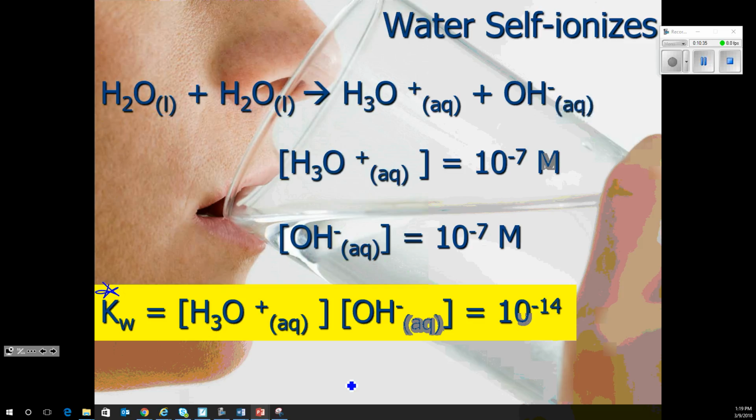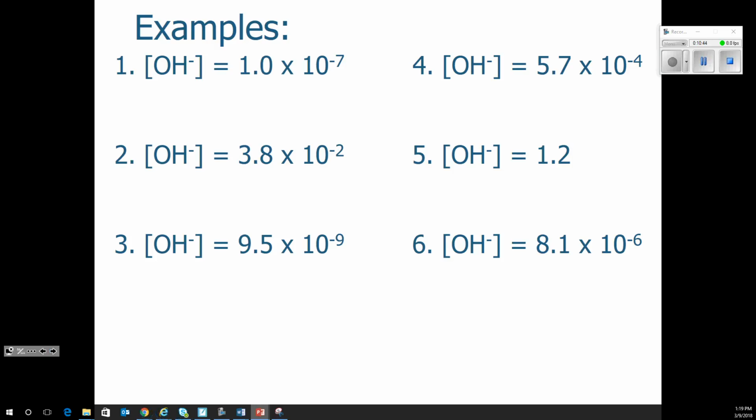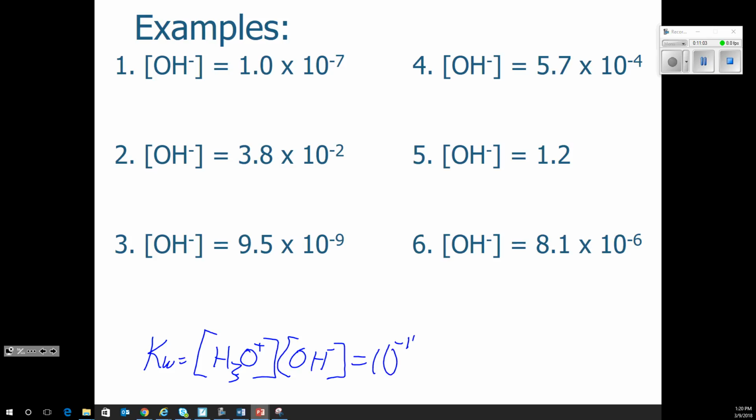All right, so let's take this equation down here at the bottom, where we have H3O plus times OH minus equals 10 to the negative 14, and try some problems with it. So on the top here, since you have one of them and you want the other one, remember Kw equals the concentration of hydronium, that's H3O plus, times hydroxide, equals 10 to the minus 14. And that's molar, of course. And all these would be molar. I just left off the M.